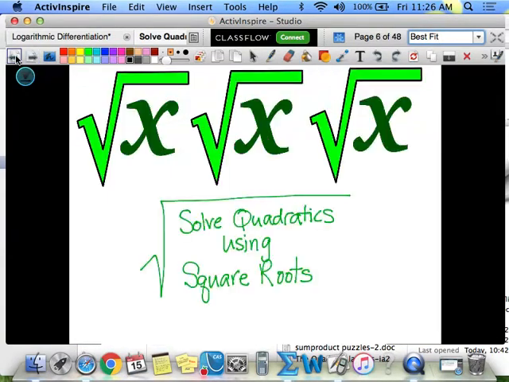So, first, we're going to solve quadratics using square roots. Okay? Trying to get x by itself, and there's an x squared, we can use the square root to get rid of an x squared, right? We've done that before with inverses.